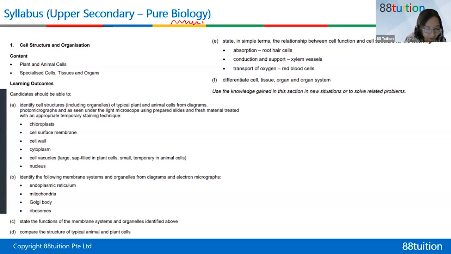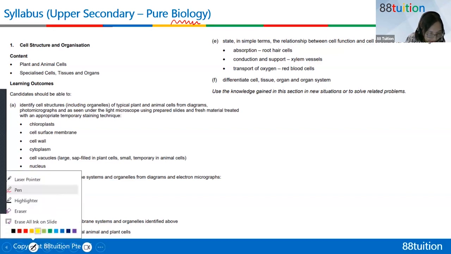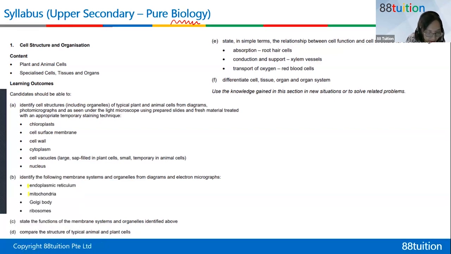All right, then something that you realize that extras will be this ER, endoplasmic reticulum. These are extra: mitochondria, Golgi body, and ribosomes. So these are for pure biology in upper set. Whereas the rest, you will know. So for example, this is already telling you this is content for you to revise.